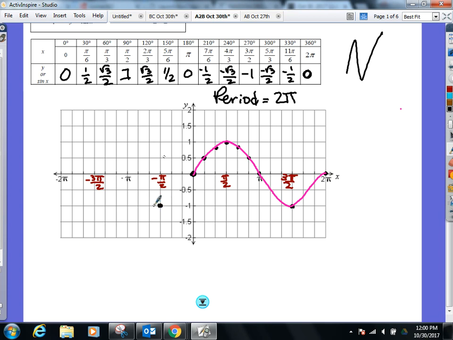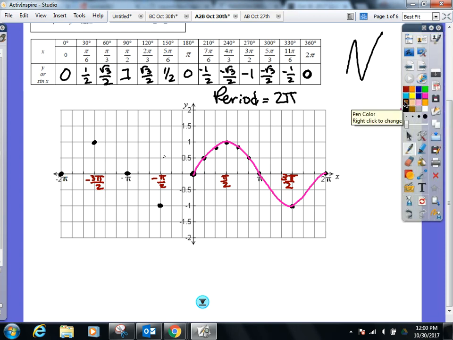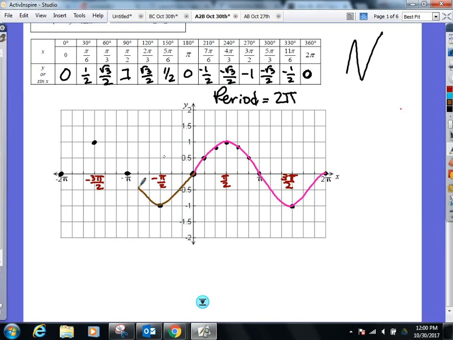And then when we come over to negative pi, it's going to be back at 0. At negative 3 pi over 2, it's going to go up to 1. And then at negative 2 pi, it'll be back at 0. See how it starts repeating. So now on your graph, you have two full cycles showing right now. Two full cycles. And they just keep repeating if you kept graphing.